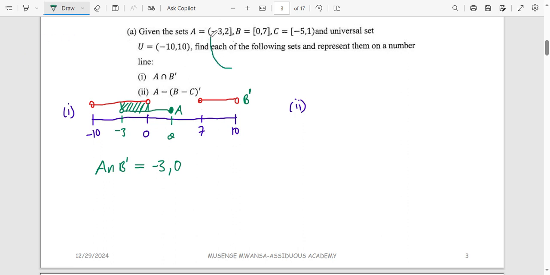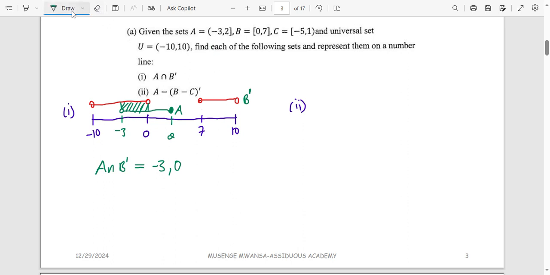Look at the brackets. You can see this bracket. That's an open interval bracket. So you open at negative 3. And then at 2, that's a closed. Does that make sense? Yes.